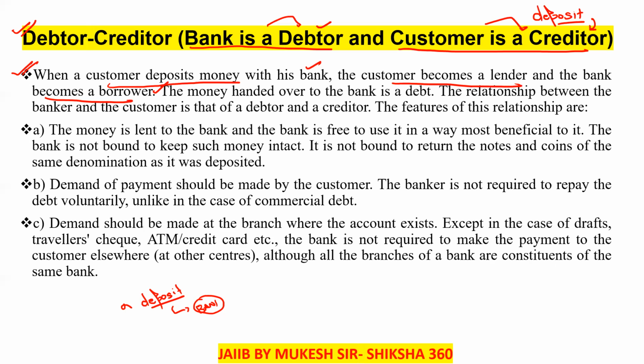While answering the question, see what they are asking. Now let's discuss some features of this relationship. The money is lent to the bank and the bank is free to use it in a way most beneficial to it. The bank is not bound to keep such money intact; it will use that money, for example, for loan purposes. It is not bound to return the notes and coins of the same denomination as deposited. If a customer deposits 10 rupee notes or 2000 rupee notes, they do not have to return it in the same way. They have to return the money, but there is no compulsion of the same denomination.